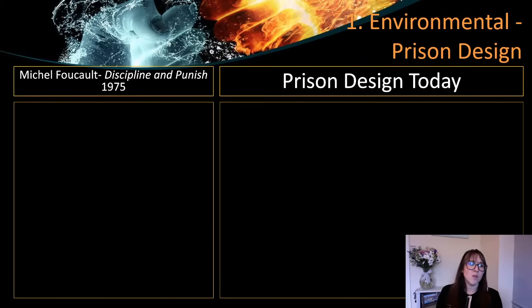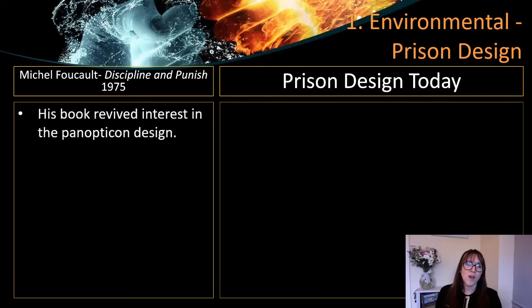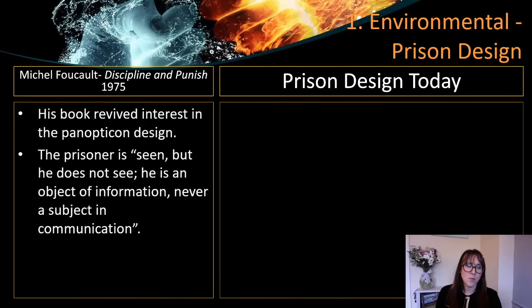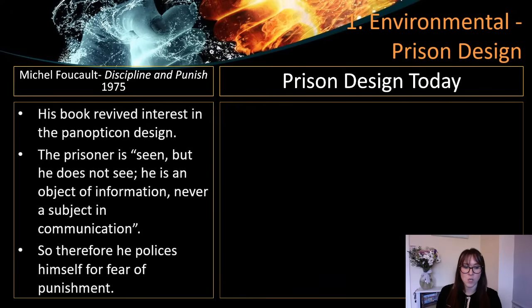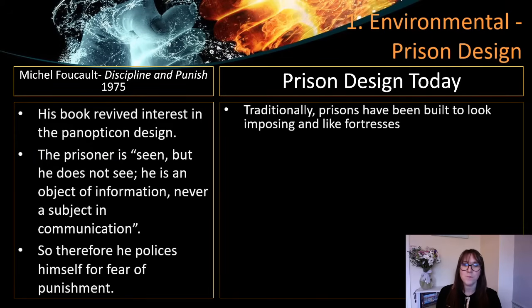Prison designs further. Michel Foucault, another famous philosopher and writer, in his book Discipline and Punish in 1975, revived interest in the panopticon design. The prisoner is seen, but he does not see. He is an object of information, never a subject in communication. So therefore, he polices himself for fear of punishment. So again, the idea of coercion, fear. It's a deterrence against bad actions because you don't know whether you are being watched or not.